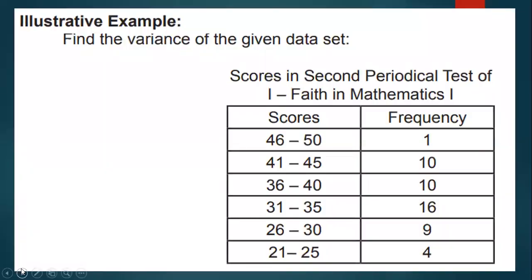Okay, so this is the example. Find the variance of the given data set. Our data set is the scores in the second periodical test of grade 1 in mathematics 1. The scores are 46 to 50, 41 to 45, 36 to 40, 31 to 35, 26 to 30, 21 to 25. The frequencies are 1, 10, 10, 16, 9, 4.